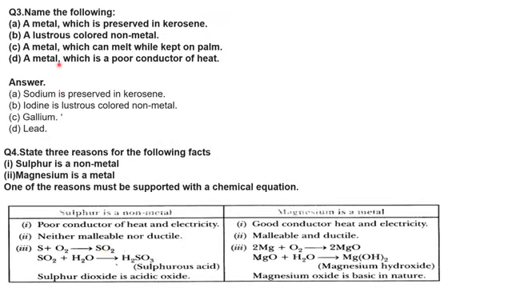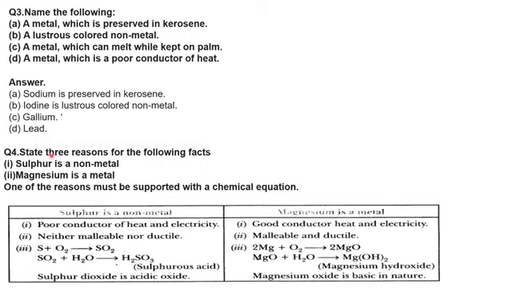Coming to this, write the following. A metal which is preserved in kerosene: sodium. A lustrous colored non-metal: iodine, right? A metal which can melt while kept on a palm: gallium. And a metal which is a poor conductor of heat: lead.